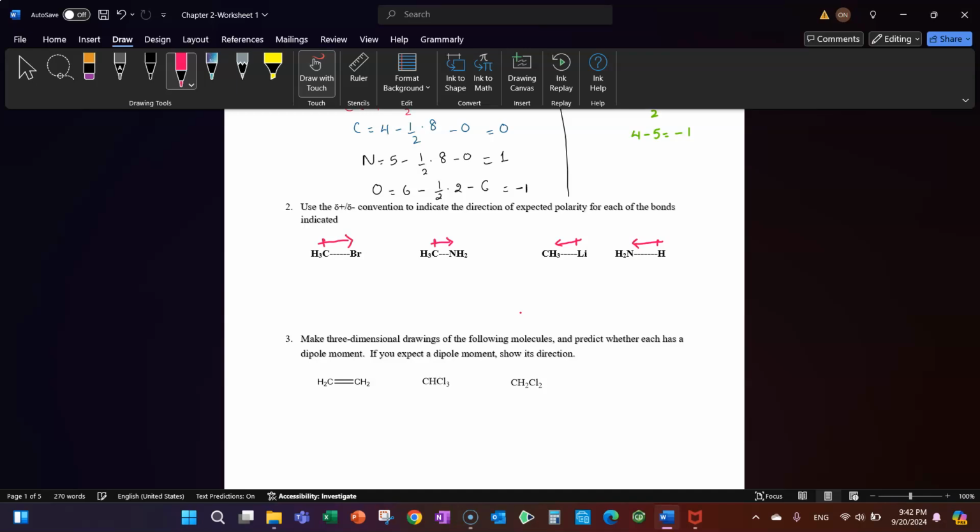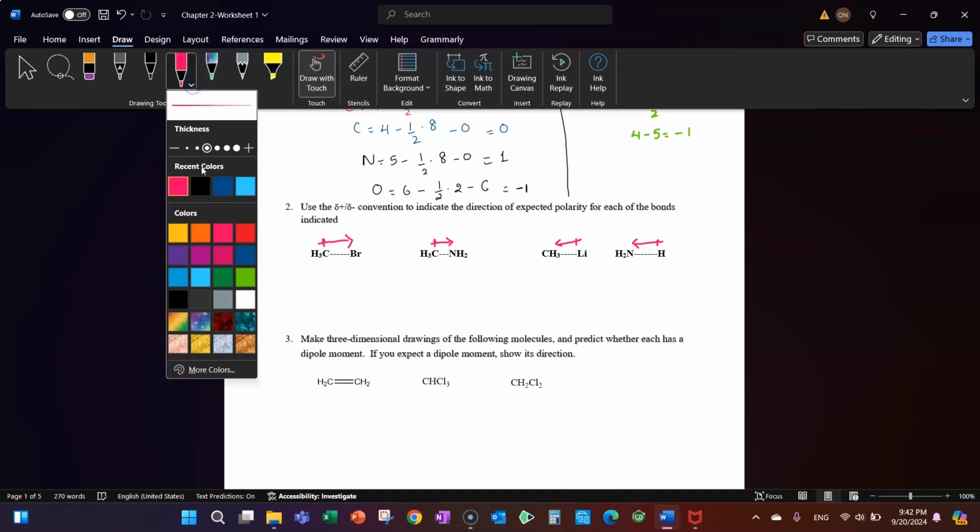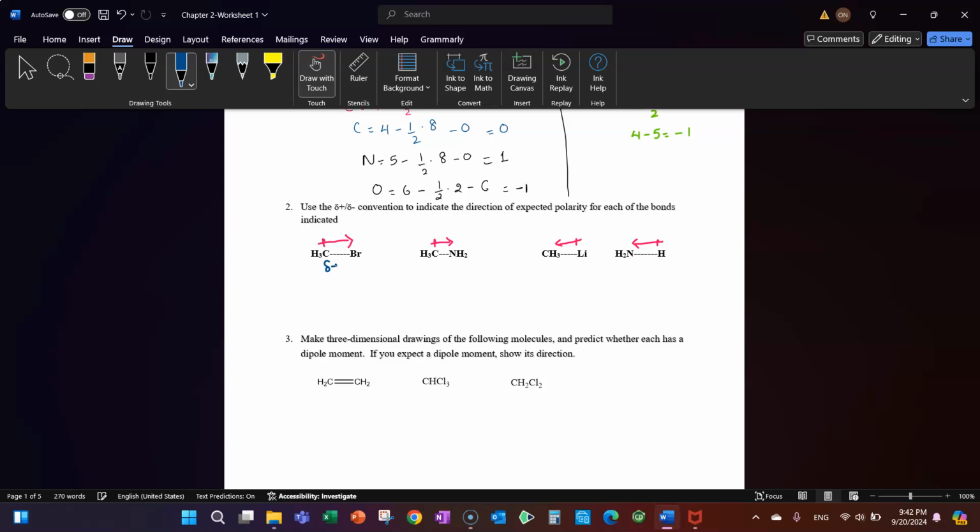So that's how you have to draw the delta plus or delta minus convention. First we have to indicate those delta plus and delta minus. So the positive end here is carbon, bromine is delta minus, here carbon again delta plus, nitrogen delta minus, here lithium is delta plus, and carbon is delta minus, here hydrogen is delta plus, and nitrogen is delta minus.